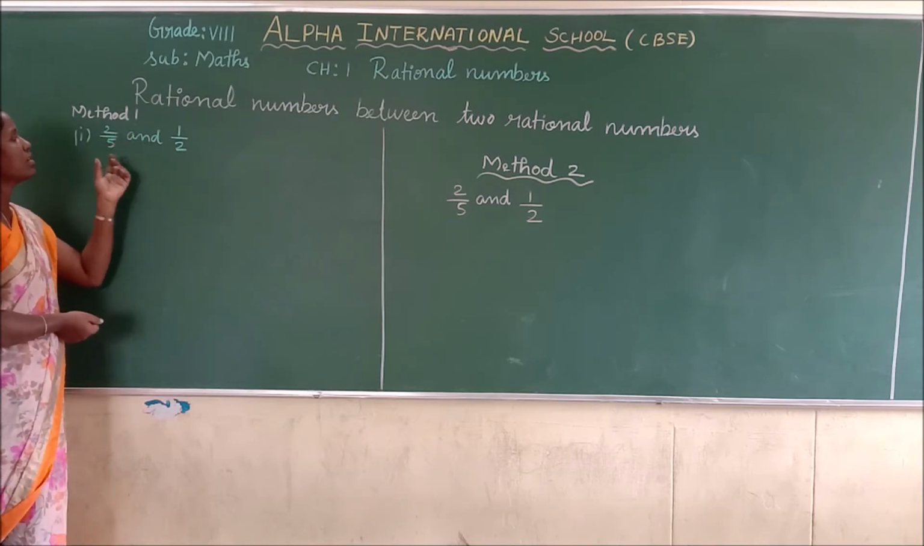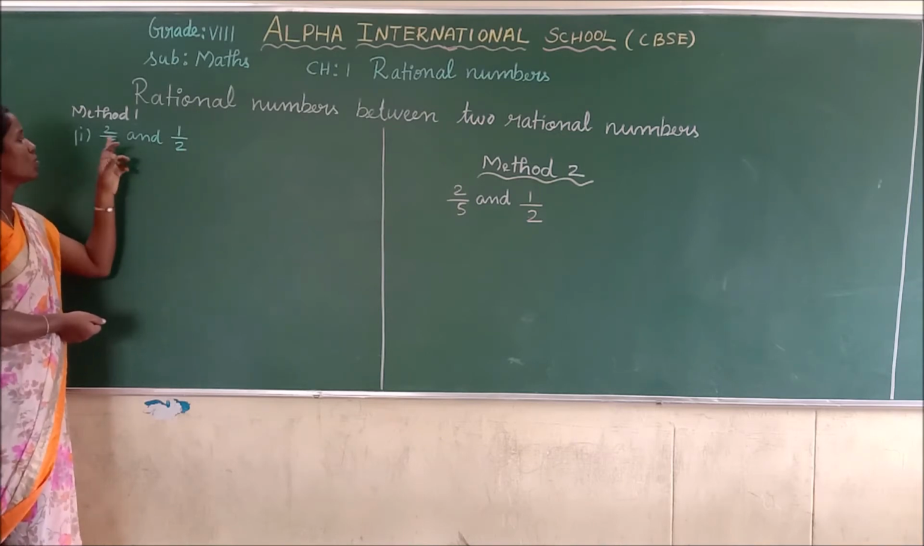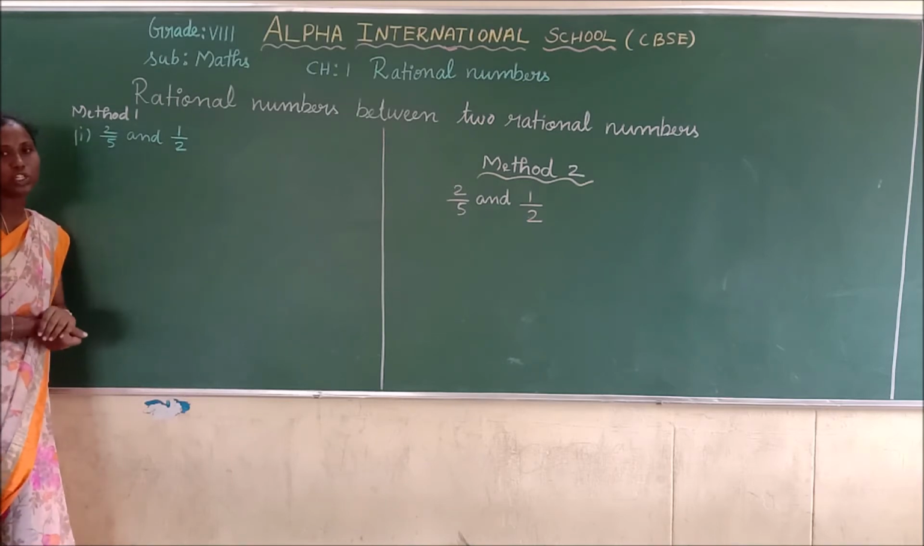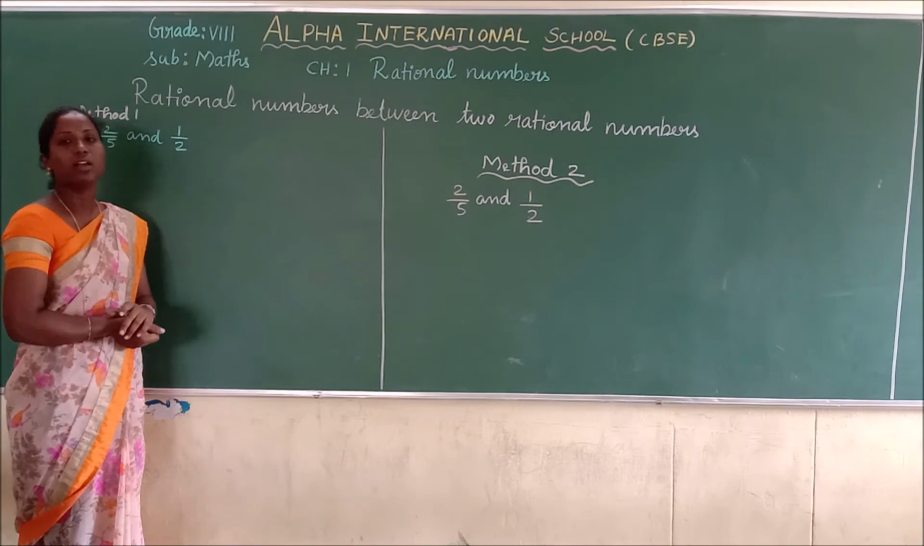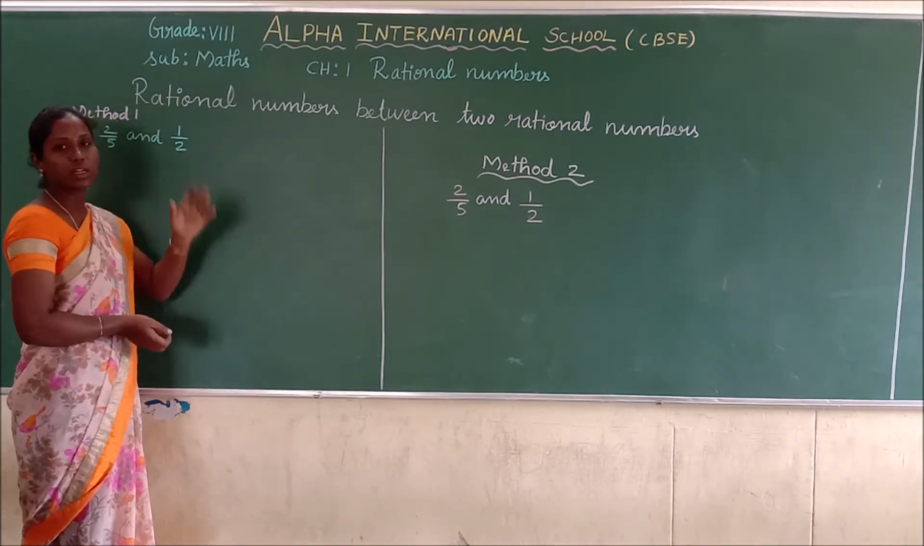Listen, first method: take the numbers 2 by 5 and 1 by 2. They are rational numbers. We are going to identify one rational number between these two rational numbers. First, let us identify one rational number between them using method 1.